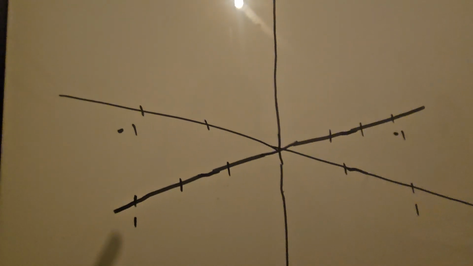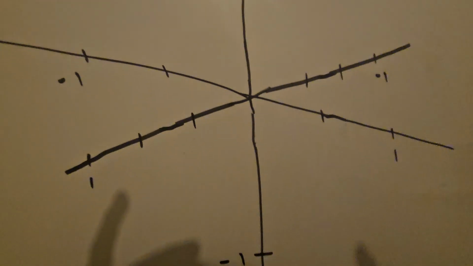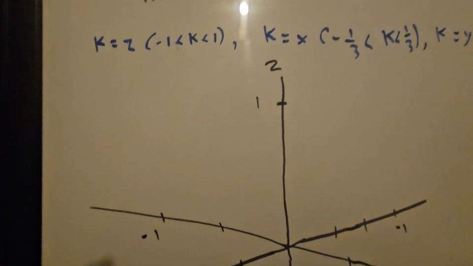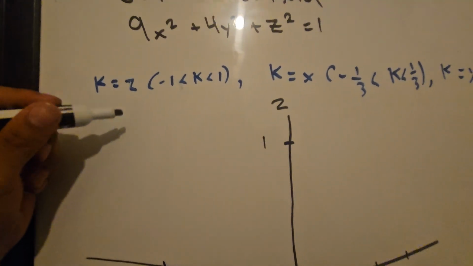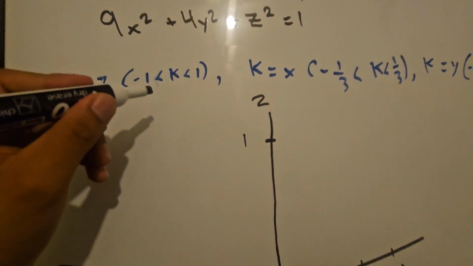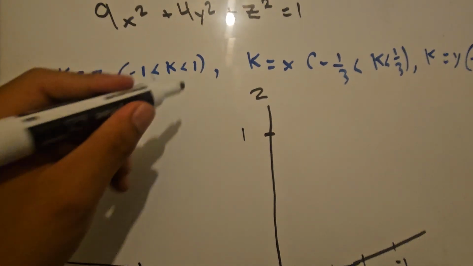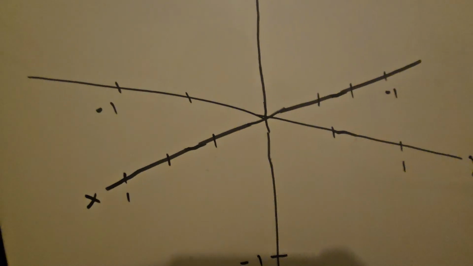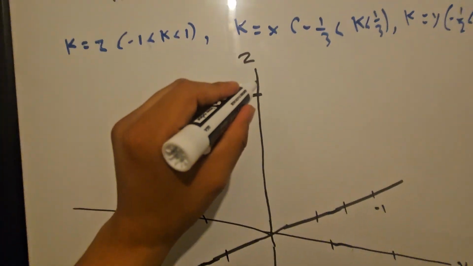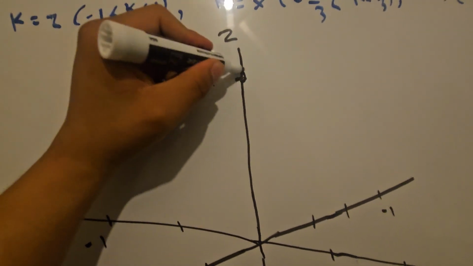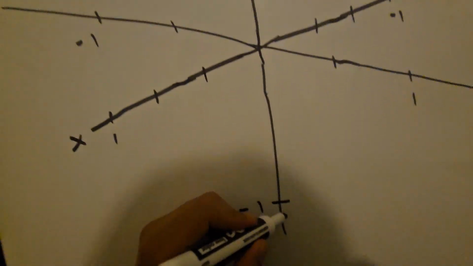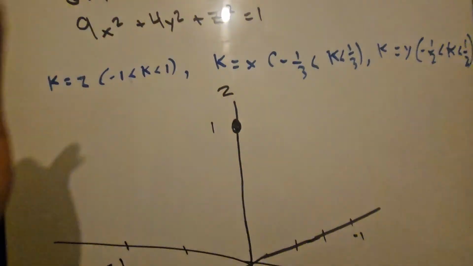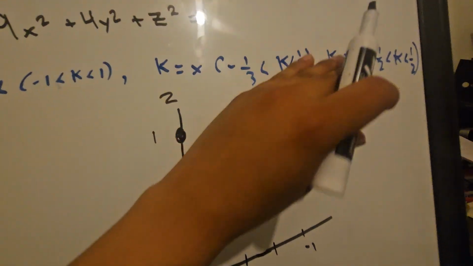Hold on just a second. Right now I did label them x, y, and z. So remember, when k is equal to z, it's an ellipse if k is between -1 and 1. So go to your z-axis. Here's -1 and here's 1. Go ahead and plot points at 1 and then -1. This is from the work we just did, so I summarized it up here.